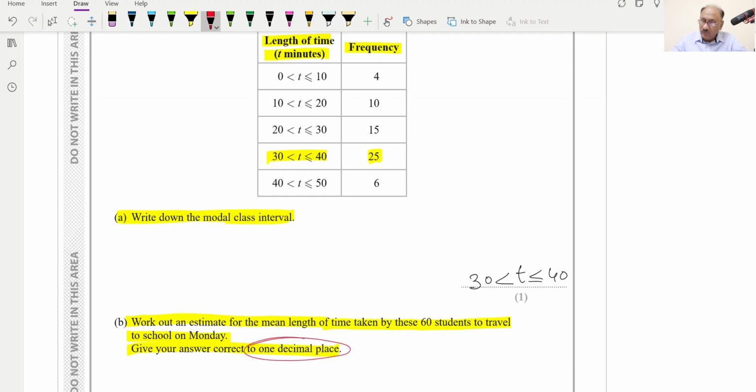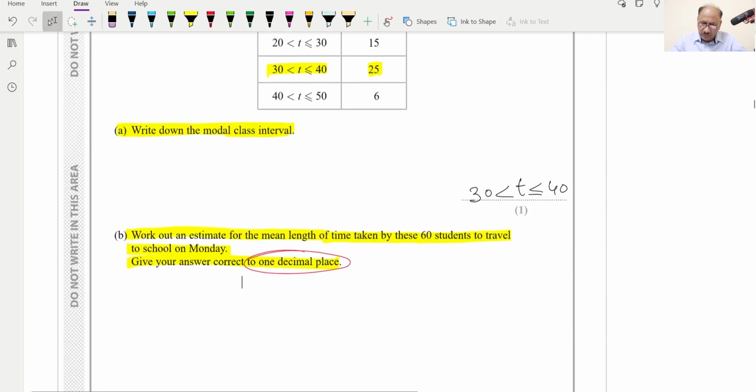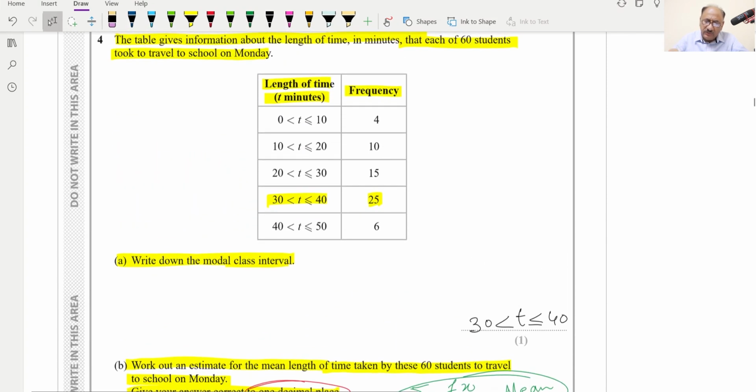For that, we know the mean formula is sigma fx divided by sigma f. This is the formula we will be applying. For that we require the f values, and we will find the x values. The x value will be the midpoint of these ranges.